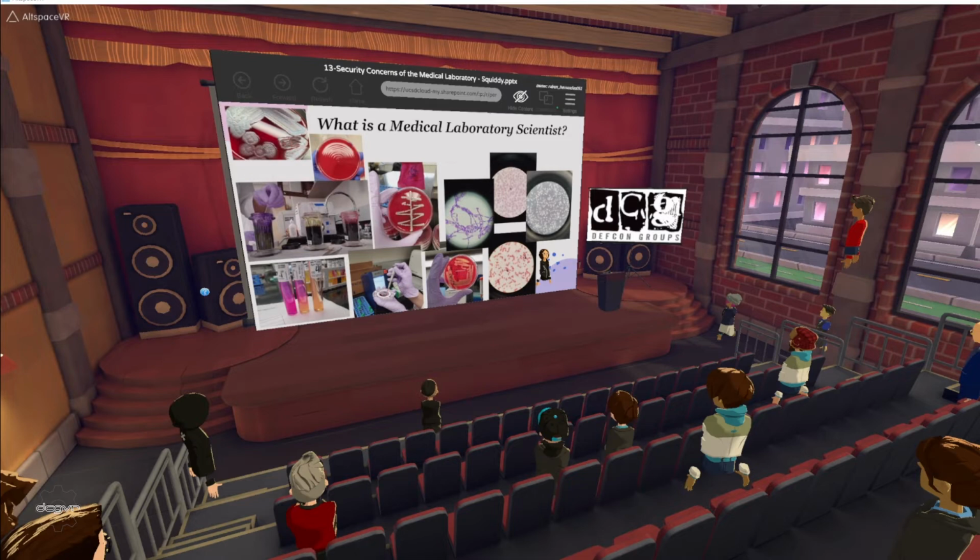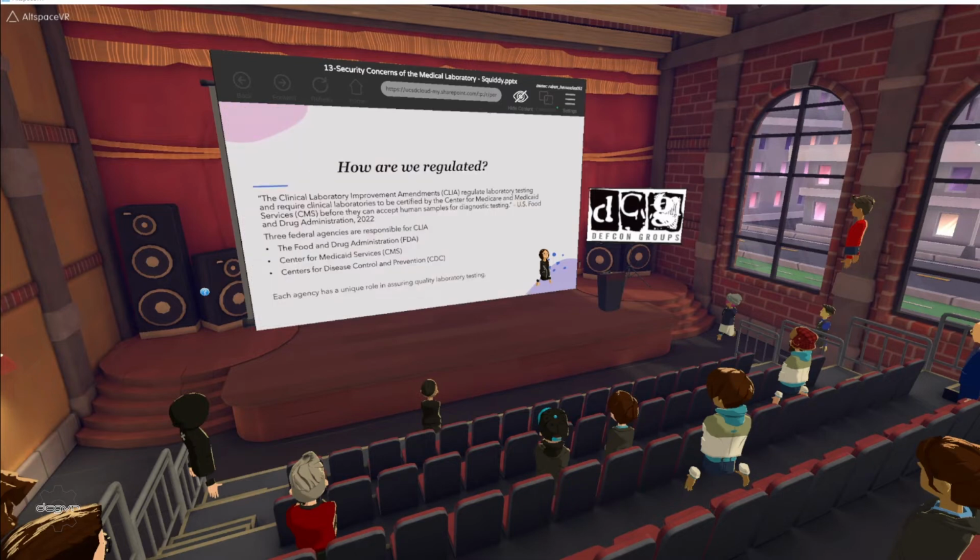We're also responsible for issuing blood products for transfusions. According to the CDC, an estimated 70% of medical decisions are based on laboratory test results, and 14 billion laboratory tests are ordered annually. Next slide, please.